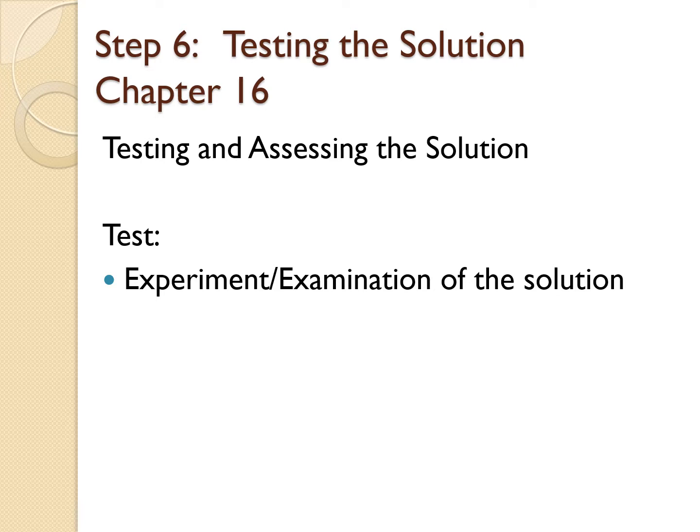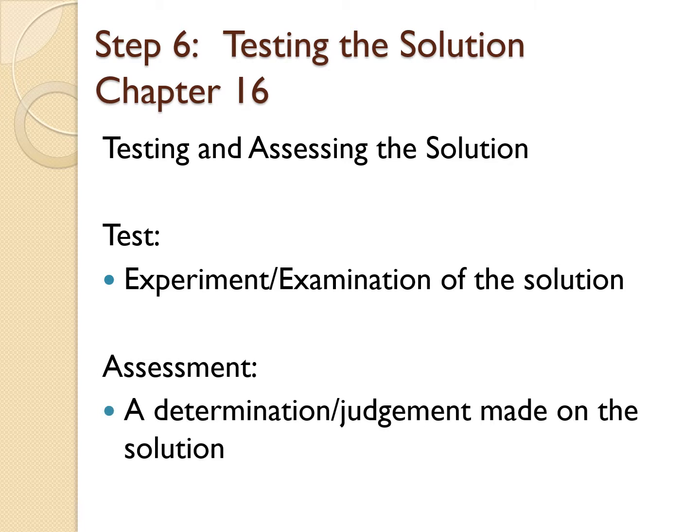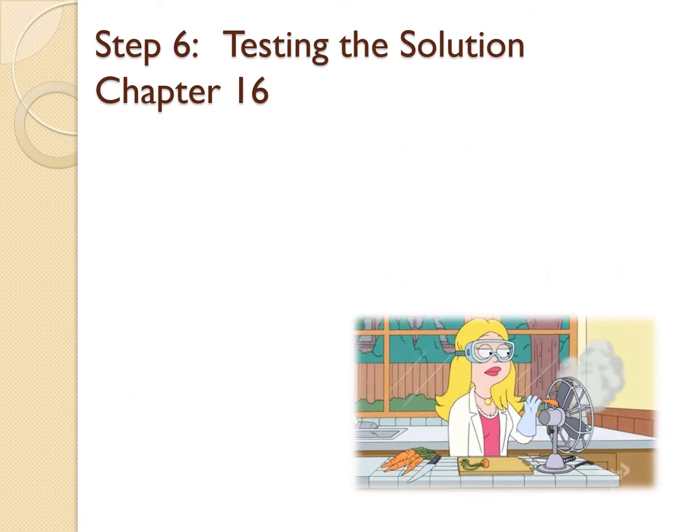We're experimenting with it under different circumstances and different weather environments, on wet roads, on dry roads, up mountains and hills. So that's experimenting and examining the solution. And then the second part of step number 6 is the assessment, and that is a determination or judgment made on the solution. So does the solution work? Does it not work? Does it perform well in certain situations? Or does it not perform well in other situations? So that is step number 6, to test and assess a solution.